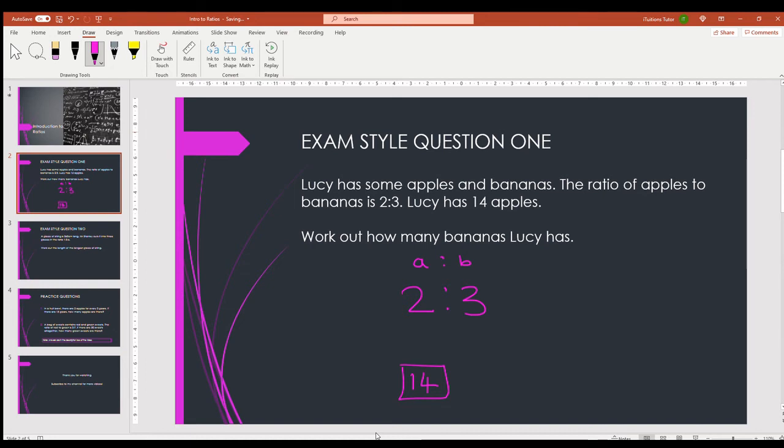Now, to work this out, we need to divide the 14 by the 2, and we get 7, which means the 2 has been multiplied by 7 to get 14. And we must do the same to the 3. We must multiply it by 7, which will tell us how many bananas Lucy has. And it's 21.